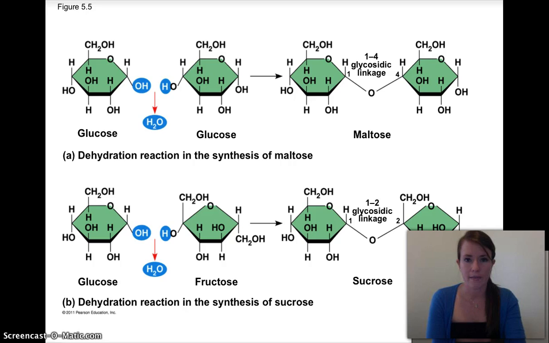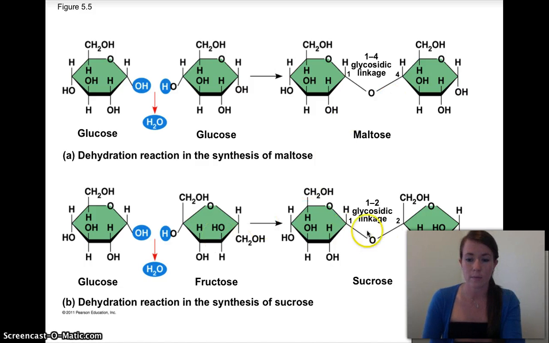So here we're putting two glucoses together to make what's called a maltose. And so we see that this glucose is going to give up its OH right here. This glucose is going to give up its H. We lose a water, and now they're bonded together through a glycosidic linkage.